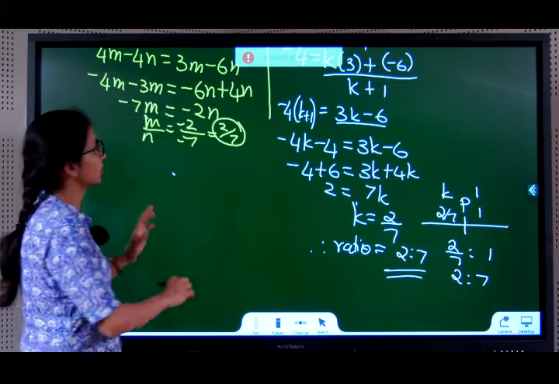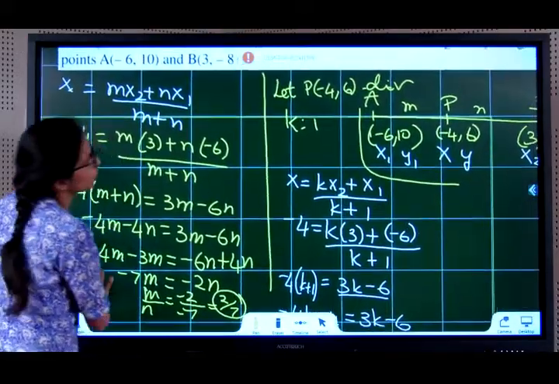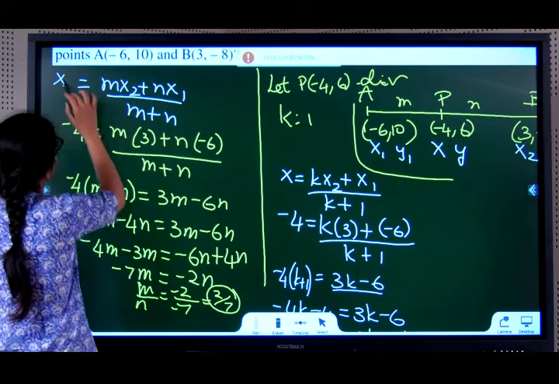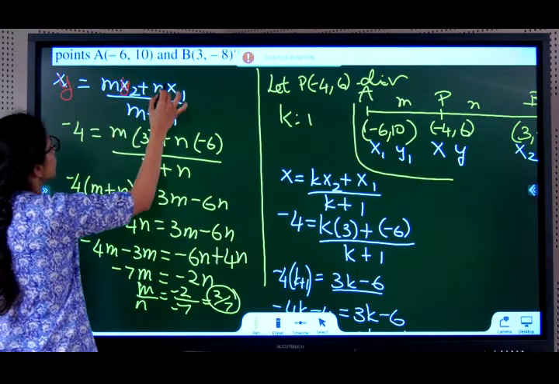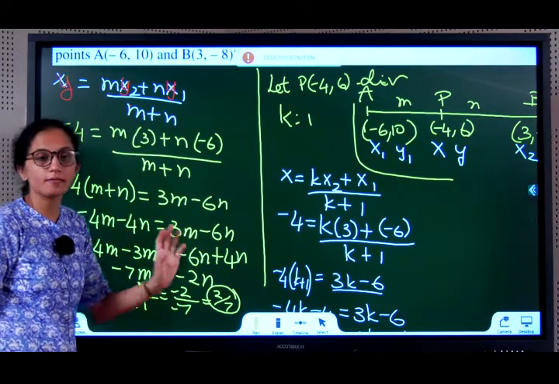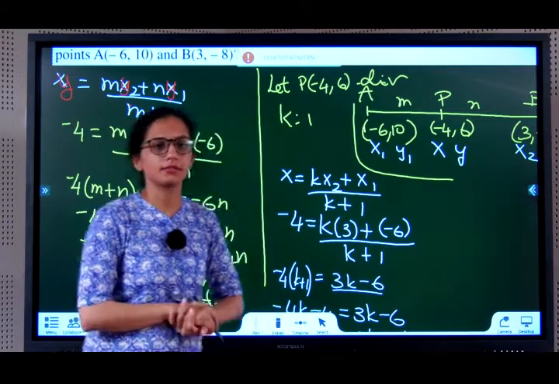Choice is yours. Ma'am, should we use y coordinates? You can use y coordinates and solve the same problem. If you use y coordinates, this would become y is equal to (m y2 plus n y1) by (m plus n). You will get the same answer, m is to n is equal to 2 by 7. So one coordinate is enough to solve this.